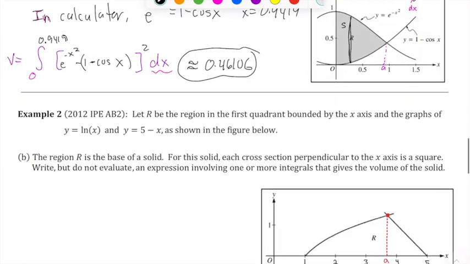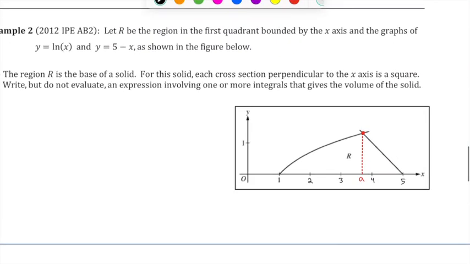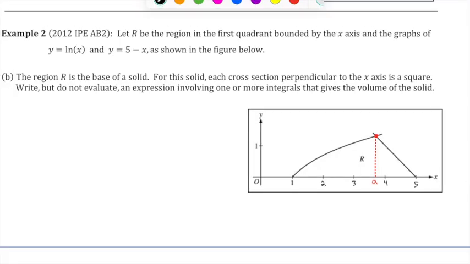The rest are just setting up. Okay, so again, here we go. We have this graph. Notice that these are two composite shapes. And it does say let R be the region in the first quadrant bound by the x-axis and these two graphs. And it says region R is the base of a solid. For each solid, each cross section is perpendicular to the x-axis. So this means we're going to use dx.